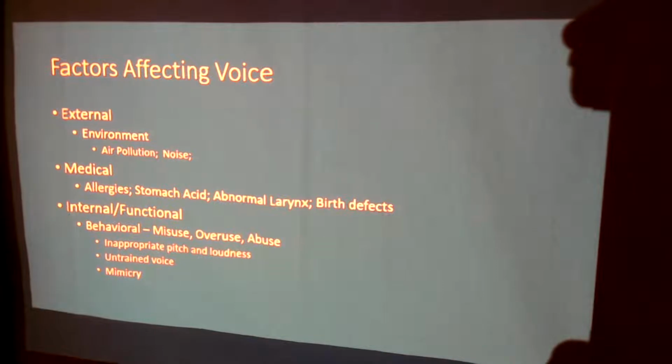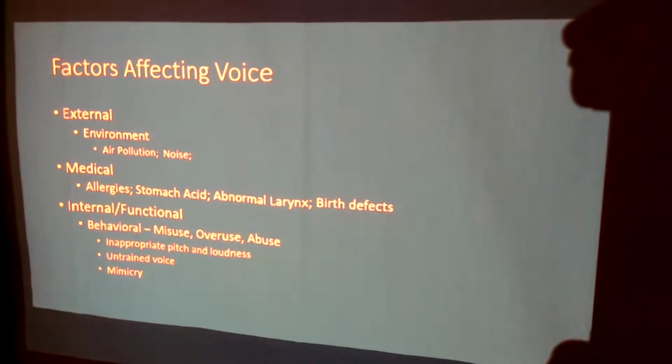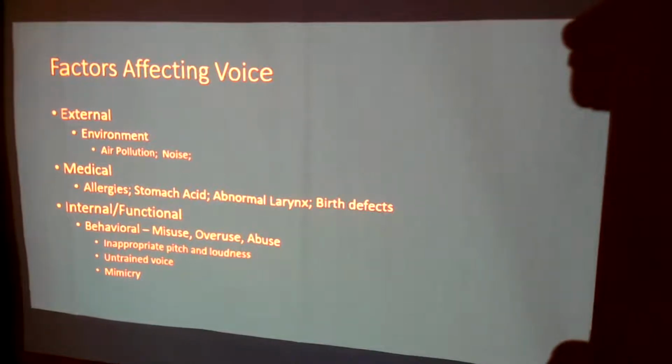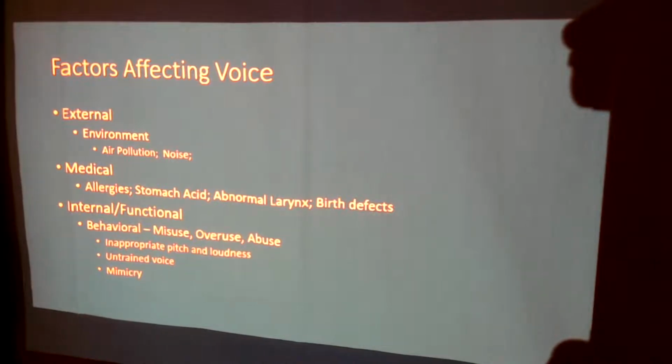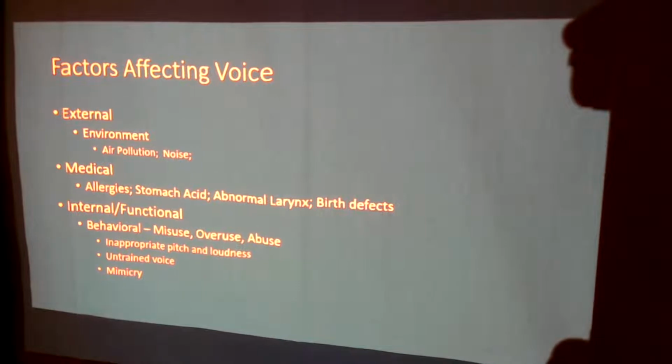Now, factors that can affect our voice, let's take a look at that. That's the primary role of this lecture here. Our voice can be affected by several factors. One could be external, which is at the environmental level. We have no control over it. Well, even though we are responsible for all the air pollution that's going on and noise around us, for now, let's just put it as external.